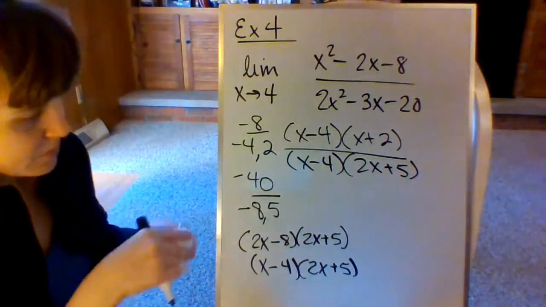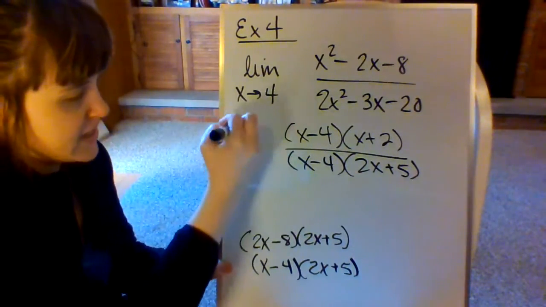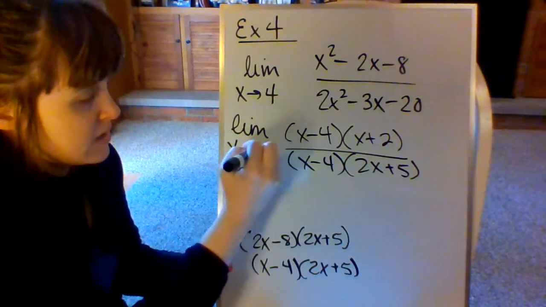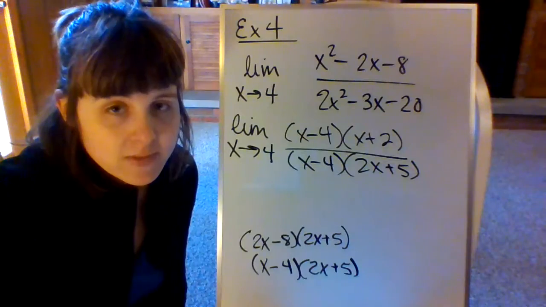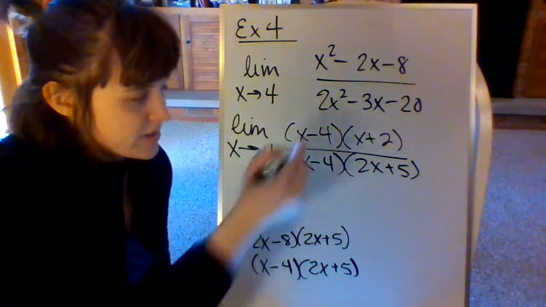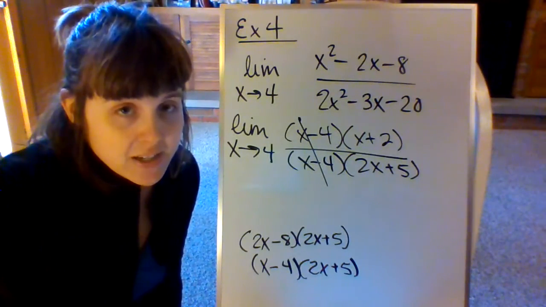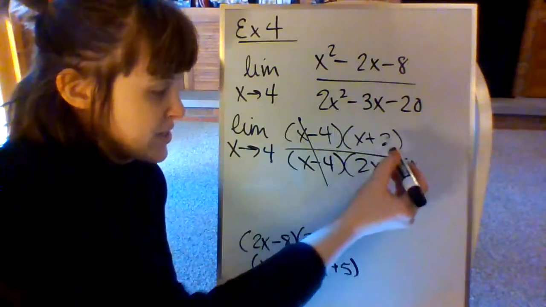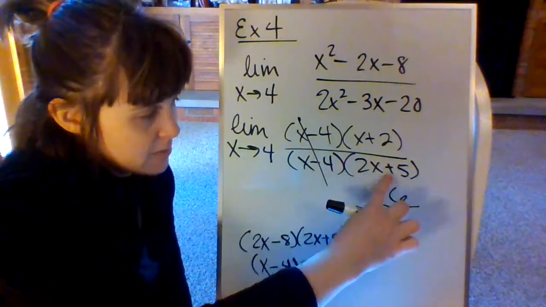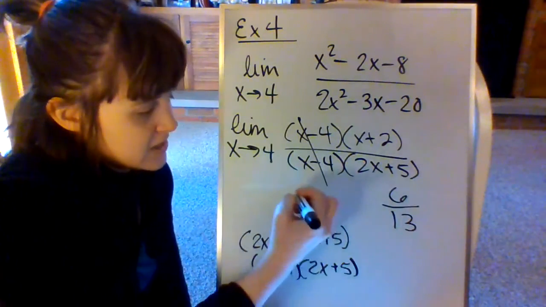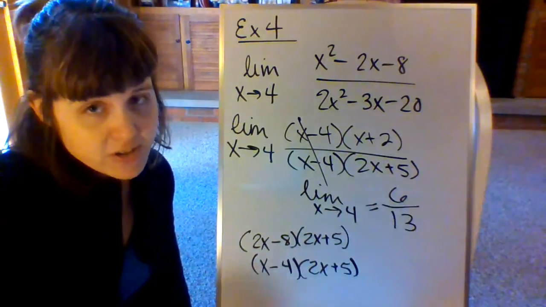Okay, so let me erase some of this a little. We're trying to find the limit as x approaches 4 for this now. Do you see anything that we could cancel out? I think we could cancel out the x minus 4's. So now it's just a matter of plugging in the 4 for x and simplifying. 4 plus 2 is 6, 4 times 2 is 8, and 8 plus 5 is 13. So the limit as x approaches 4 equals 6 over 13.